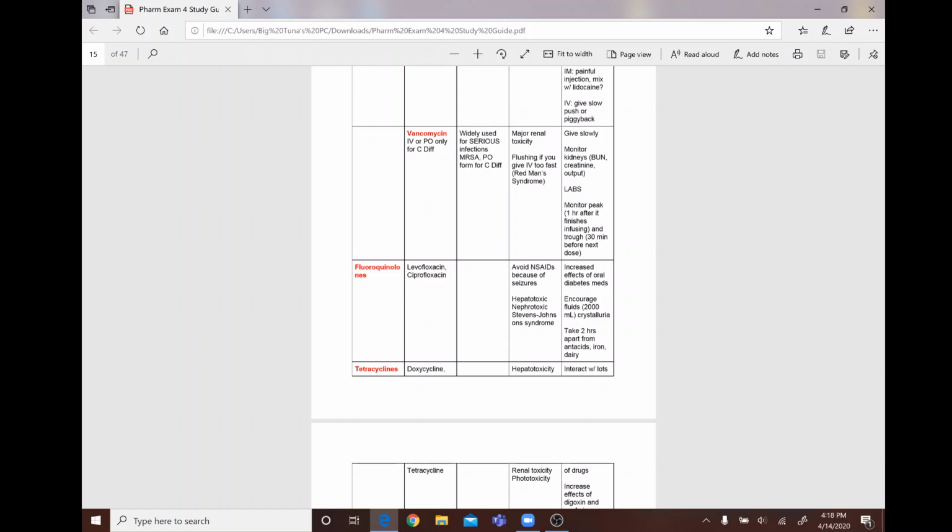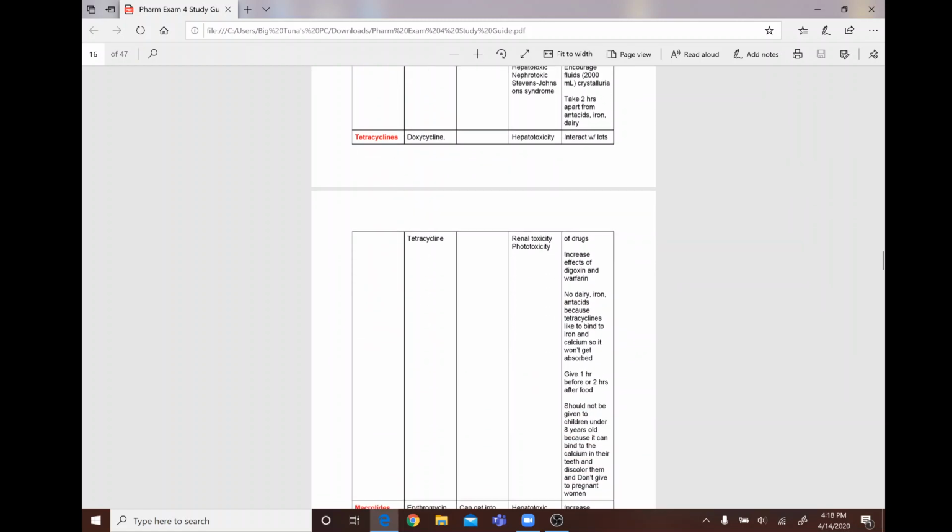All right, what meds do fluoroquinolones interact with? NSAIDs, because if you take them together, you get seizures. And then these will increase the effects of oral diabetes meds. And then you want to take these 2 hours apart from antacids, iron, and dairy.